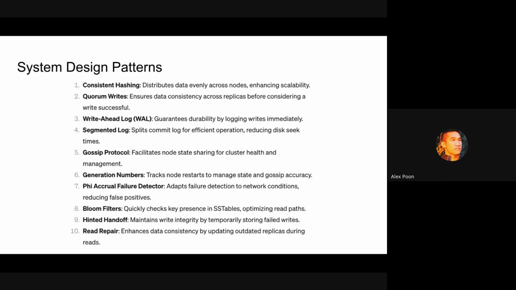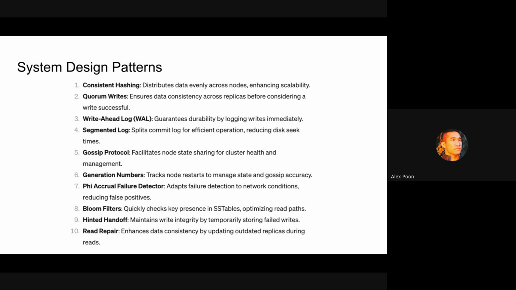Write-ahead log. To ensure durability, whenever a node receives a write request, it immediately writes the data to a commit log, which is a write-ahead log. Segmented log. Cassandra uses the segmented log strategy to split its commit log into multiple smaller files instead of a single larger file for easier operations.